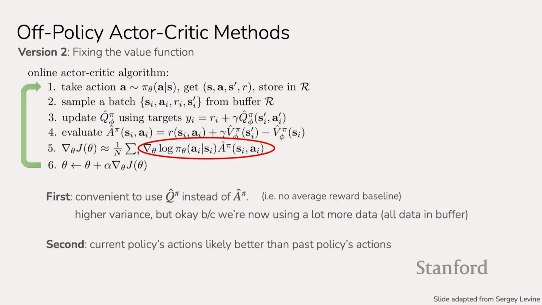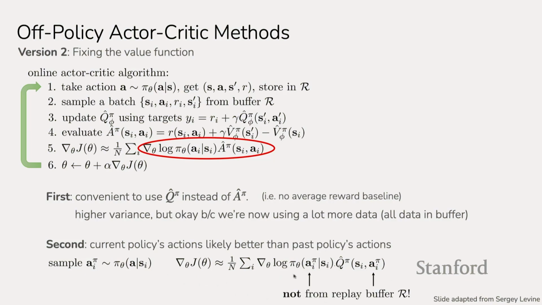And then the second is that the current policy's actions are likely better than the past policy's actions. And so for this update right here, we'll be sampling an A from our current policy instead of from the action taken in the buffer. And then this will be the gradient update on our policy where we'll be looking at log pi of A given S times Q of S, A. These A's will be sampled from our policy. So essentially using the same trick as what we did with the Q function, except now for the current state instead of the next state.